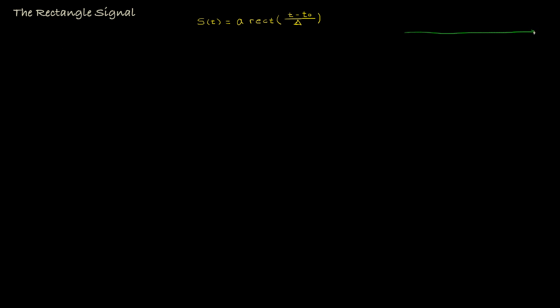If we look at this signal in time, it's a rectangle whose height or amplitude is equal to A. Its center is at the time t0, and its width about that center is equal to delta. So this point here is t0 plus delta over 2, and this point is t0 minus delta over 2.